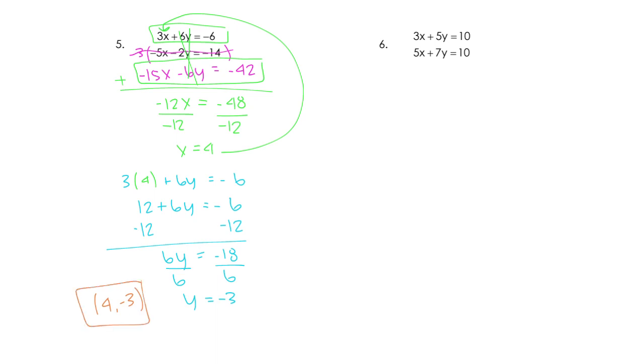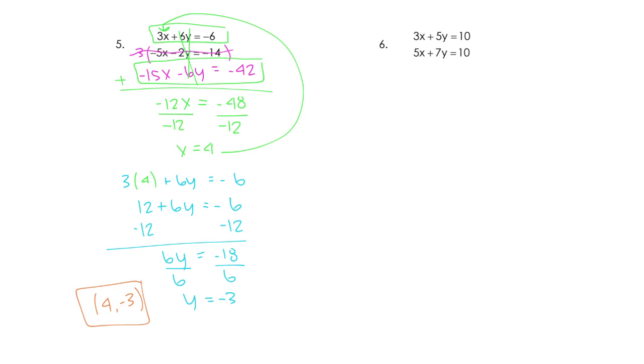Okay. Looking at number 6 here, I see 3 and 5. I can't multiply something by 3 to get to 5. And then looking at 5 and 7, I cannot multiply anything by 5 to get to 7. So then the question is, what are we going to do? We're actually going to have to multiply both equations by something.